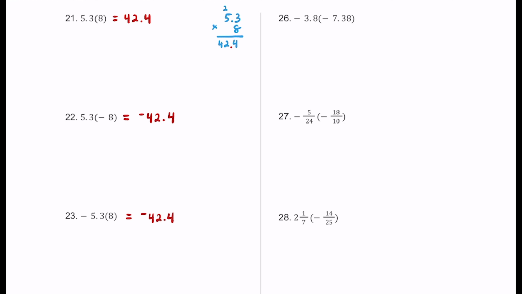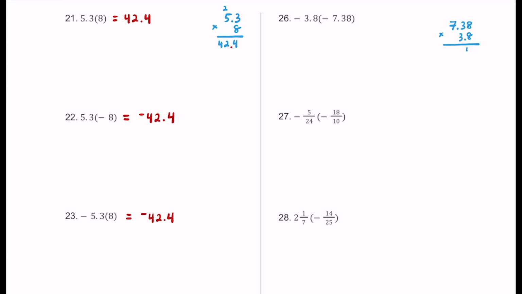All right, here's number 26. For number 26, we have negative 3.8 times a negative 7.38. A negative times a negative should always be positive, so we're going to get a positive answer here. But let's multiply 7.38 by 3.8. Again, don't line up the decimals. Just go ahead and line up their digits, and we'll deal with the decimals afterwards.